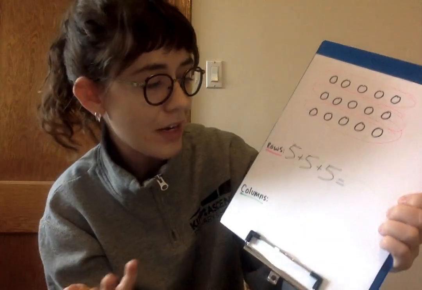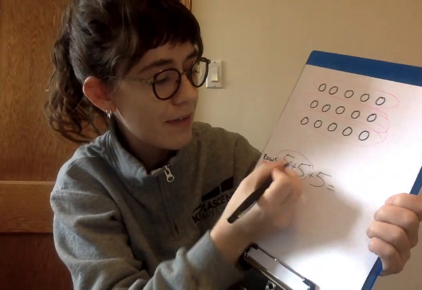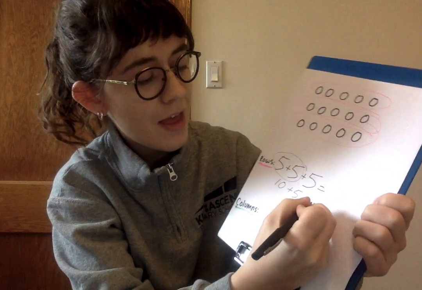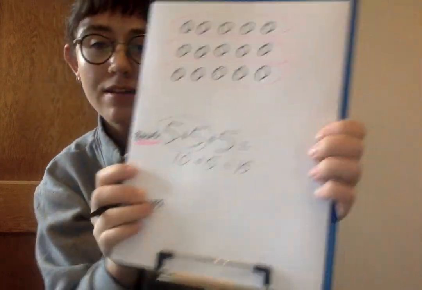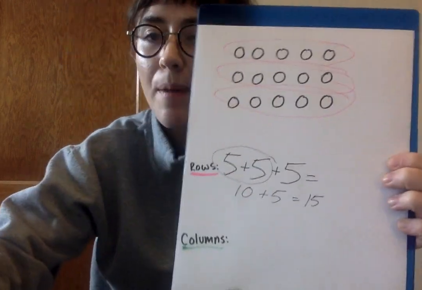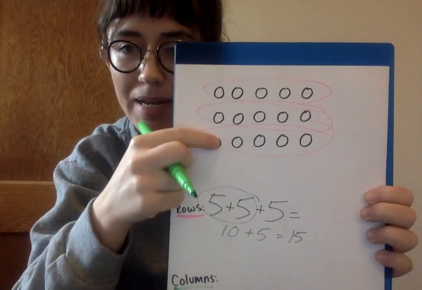All right, now I need to look for facts. I know 5 plus 5, that's 10, plus 5 is 15. So 15 is my total. Next up is my columns. So I'm going to look at columns. They go up and down.